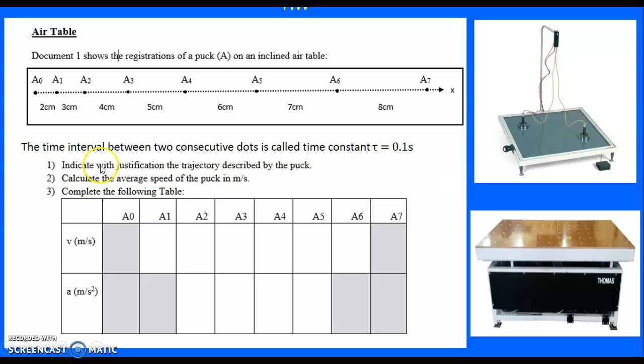Part 1: indicate with a justification the trajectory described by the puck. Part 2: calculate the average speed of the puck in meters per second. And part 3: complete the following table, which requires you to fill in the instantaneous speeds and accelerations, as you can see, at each position.